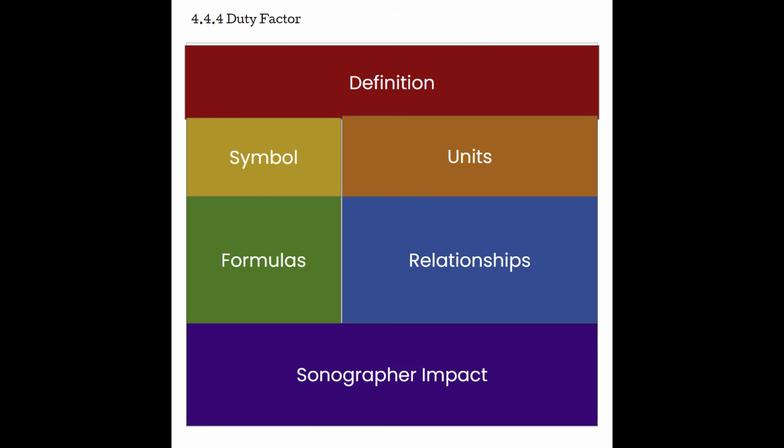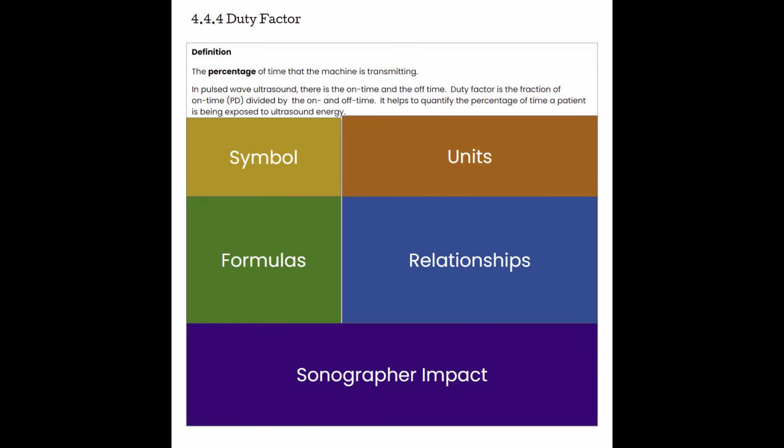We do need to finish up our depth-dependent parameters, and our last one is duty factor. Now, duty factor is the percentage of time that the machine is transmitting. Remember that in pulse wave ultrasound, there's an on time and an off time. So duty factor is going to be the fraction of the on time divided by the on and off time put together. So it's the pulse duration divided by the pulse repetition period. Pulse duration is just the on time. Pulse repetition period is the on time and the off time.